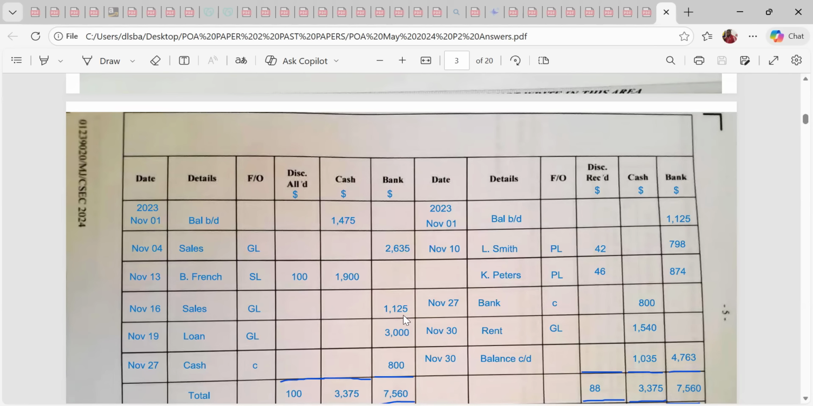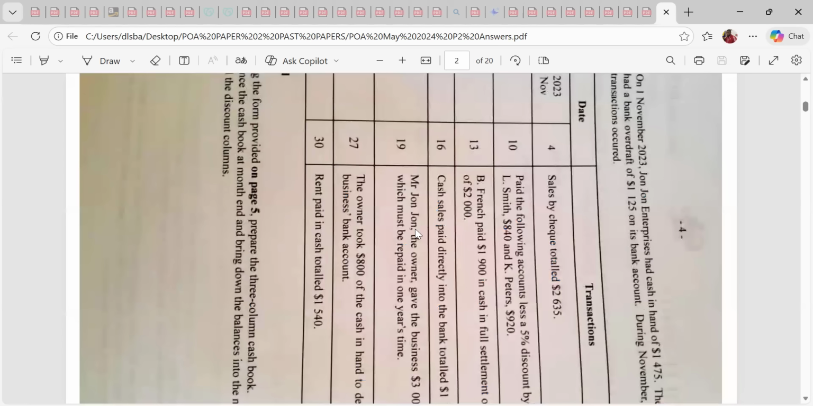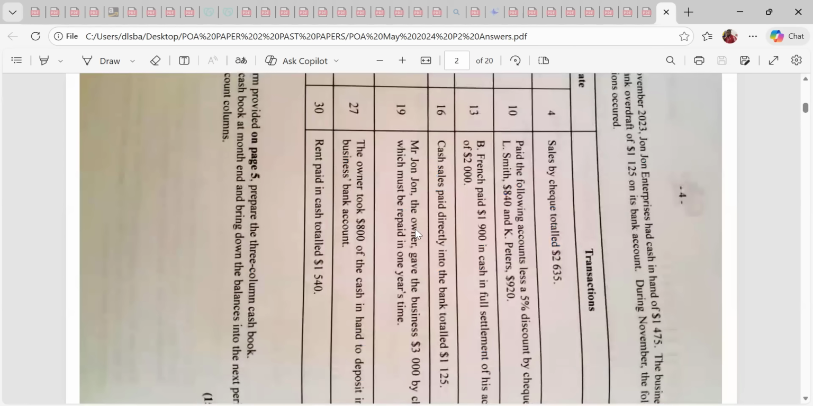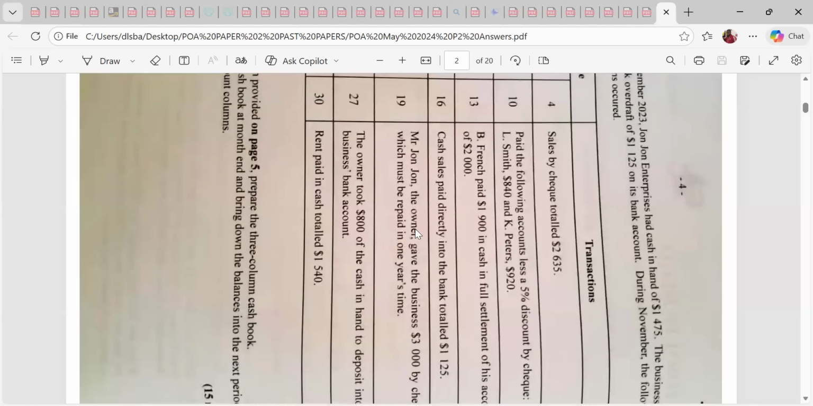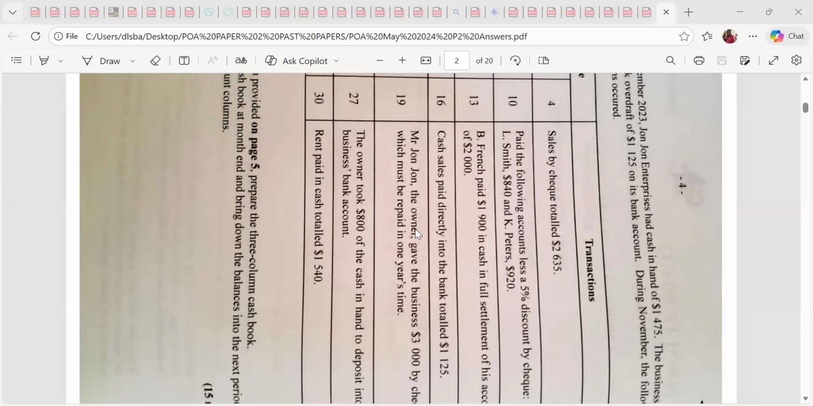Next one. The owner took $800 of the cash in hand to deposit into the business bank account. So if I'm taking money from my cash in hand and putting it into the bank account, it affects both cash and bank. What kind of entry is that? A contra entry. So make sure you put a small c in the folio or next to your description. One or the other, right?